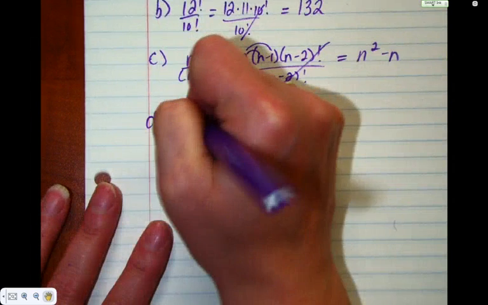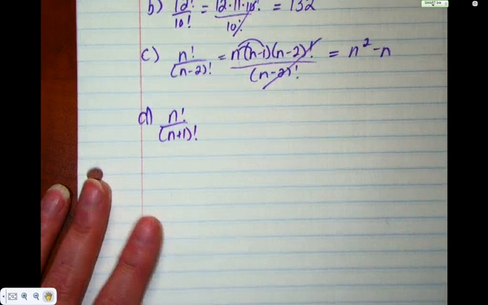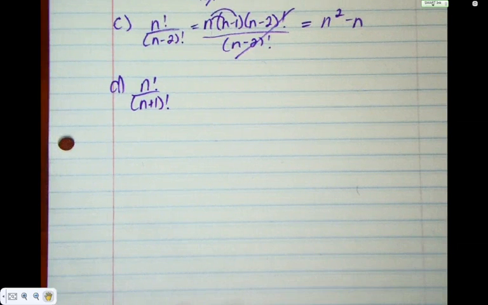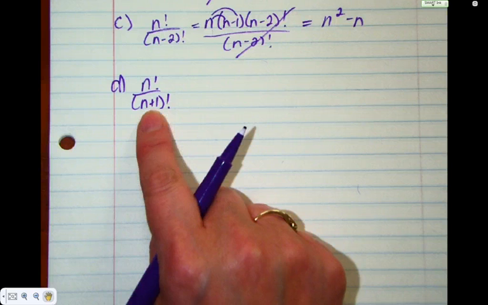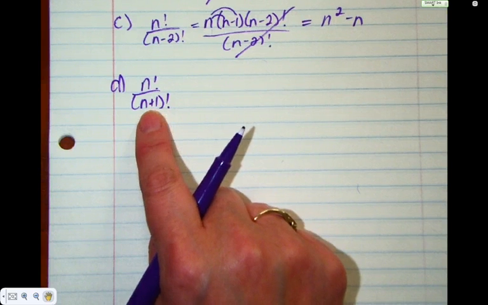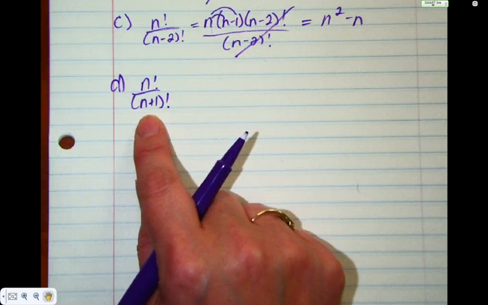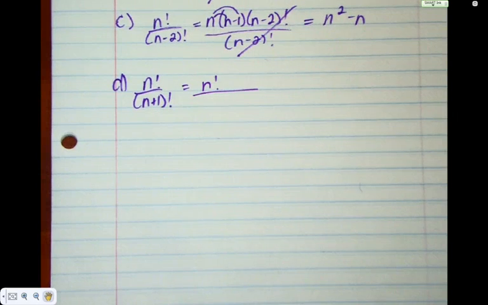D, n factorial over n plus 1 factorial. Which one's bigger? The bottom. How do we know the bottom is bigger? Because it's plus 1. Again, if you're not sure, just pick a number. 12. So the top will be 12. The bottom will be 13. Okay, so we're going to leave the n factorial this time. This time we're going to break down the bottom.